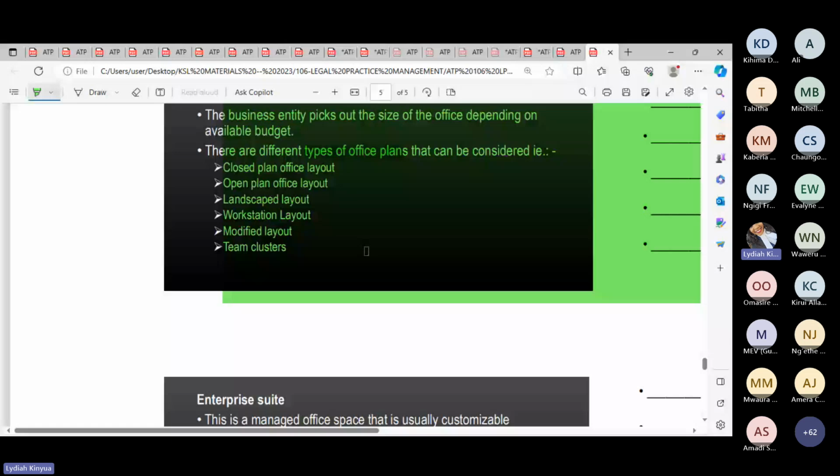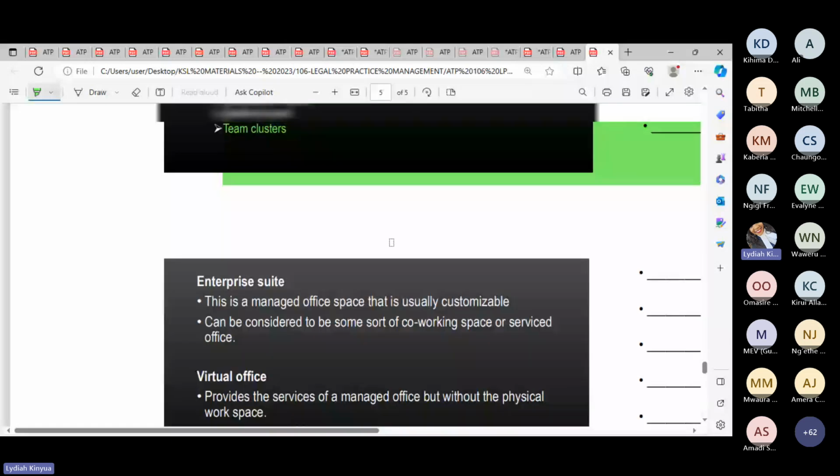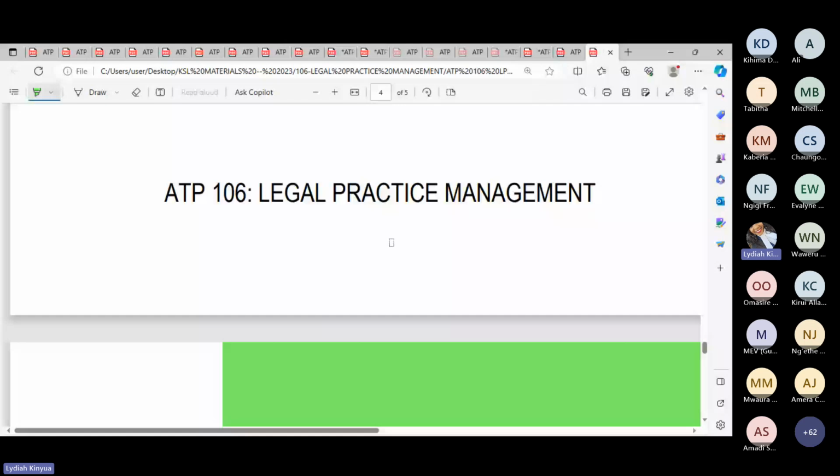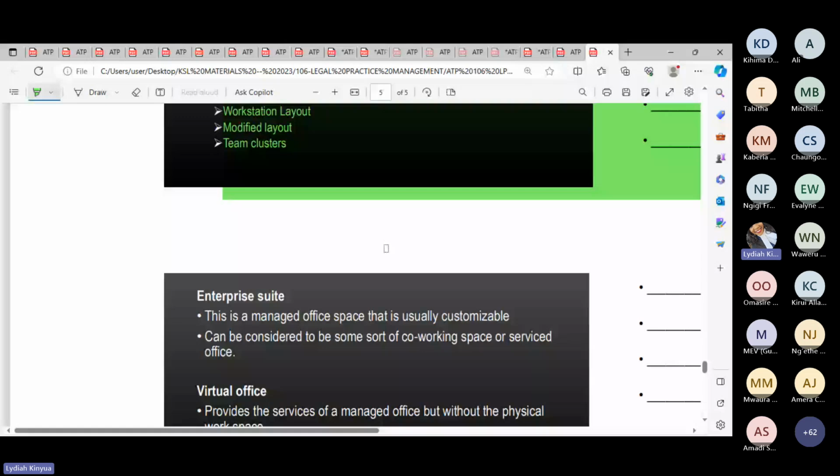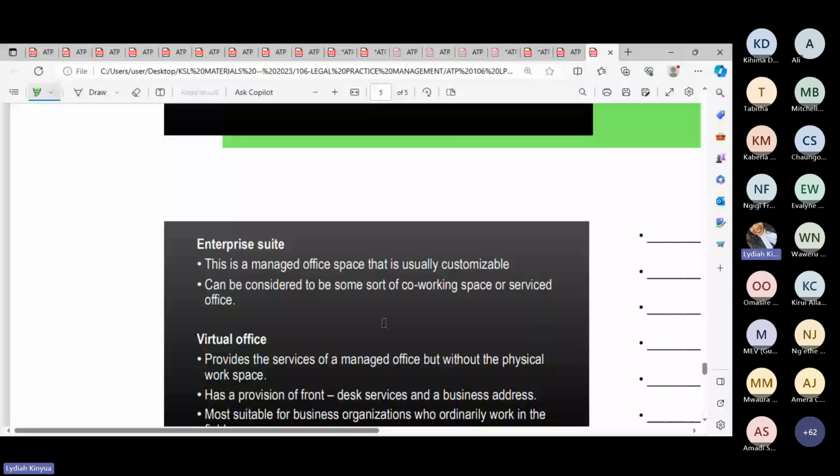It could be an enterprise suite, which we've discussed. Have I told us what an enterprise suite is? So an enterprise suite is an office space that is easily customizable. It is some sort of co-working space or serviced office, but it is easily customizable. Today you could have one group seated here, the other day they changed.